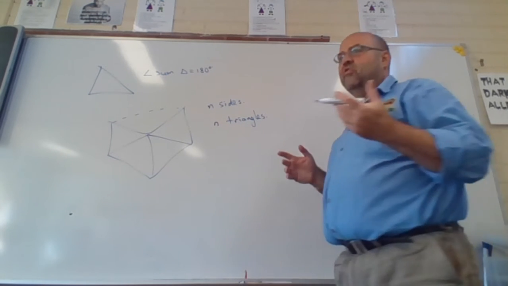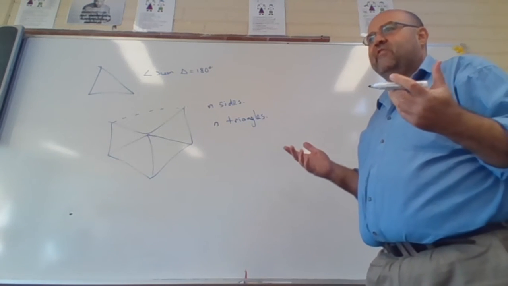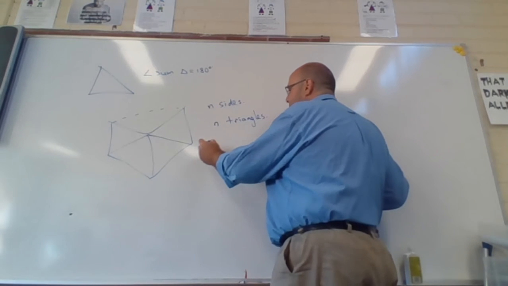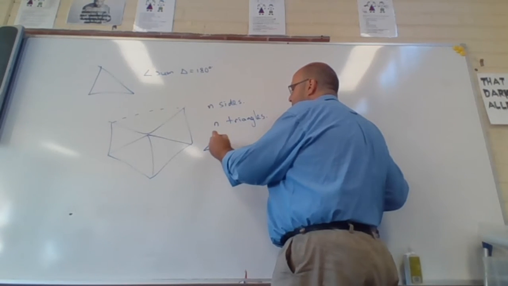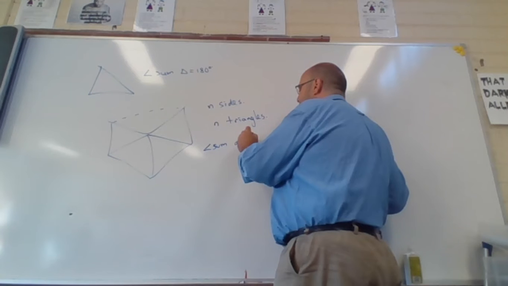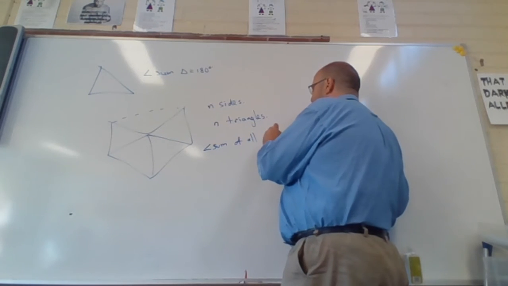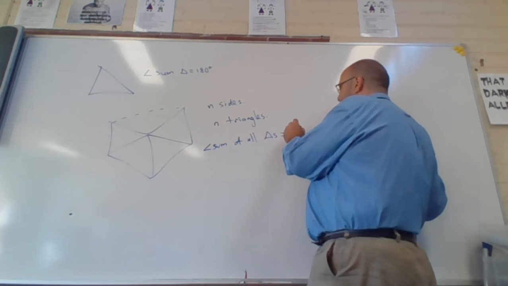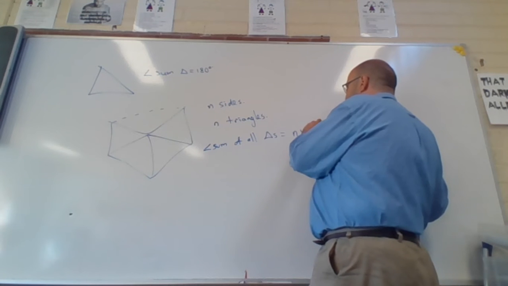What's the angle sum of a triangle? It's 180 degrees. So the angle sum of all of the triangles is n times 180 degrees.